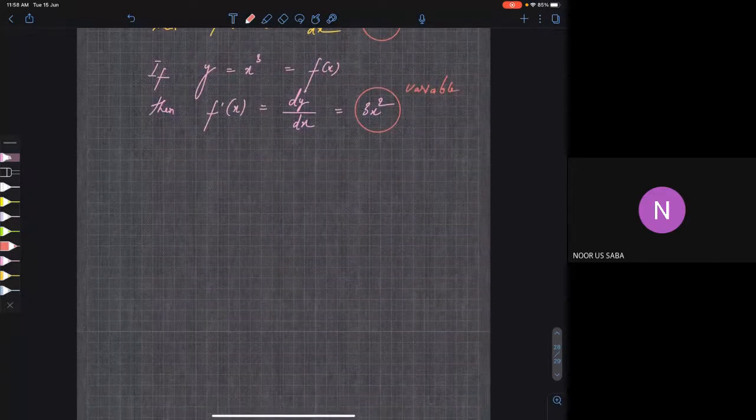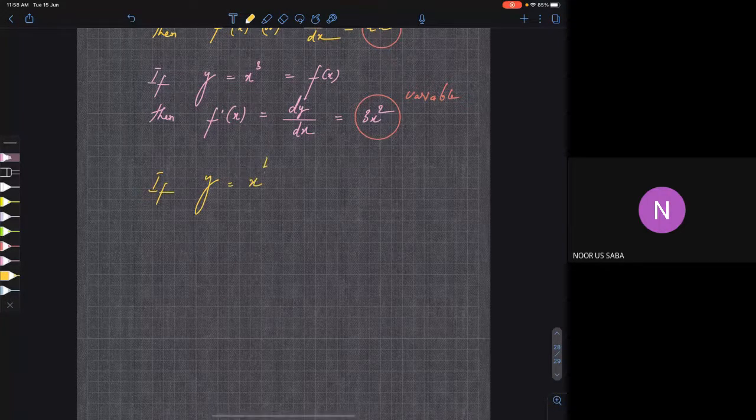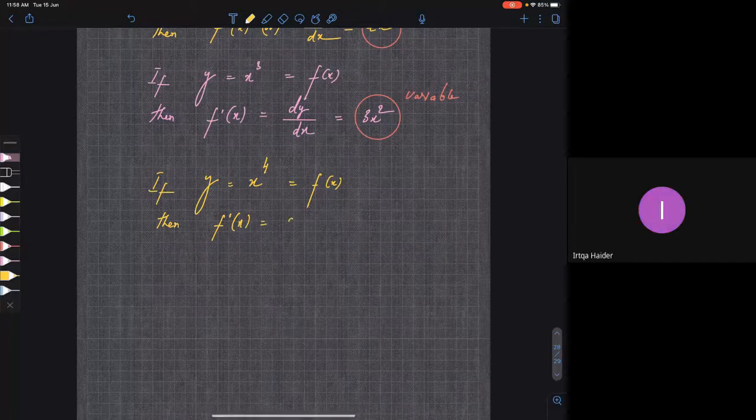Now, let me ask you the next question. If y equals x power 4, then what is f dash of x equal to? 4x cube. It's 4x cube. Any problem?